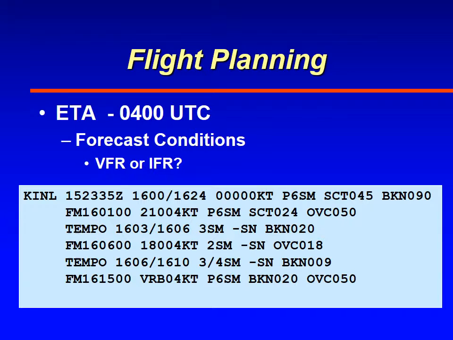If the ceiling goes below 1,000 or the visibility goes below 3 miles, the airport would be IFR. In this case, it never goes below that, so the airport remains VFR. You can fly there legally VFR. Granted, 3 miles is pretty low. If you're doing it cross country, it depends upon your personal limits.